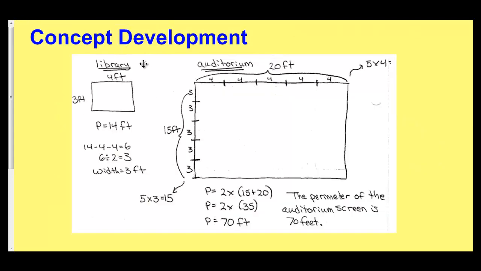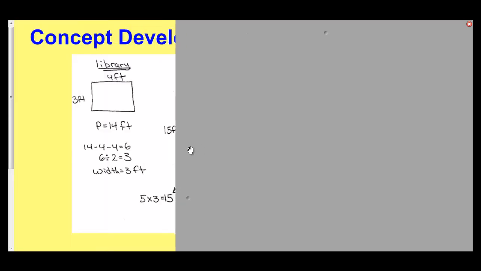So if you'll notice, the first thing I did here was I drew the screen in the library and I said that the perimeter was 14 feet. I knew that one side was 4 feet. So if I take the 14 and I subtract 4 feet and 4 feet, that leaves me 6 feet. But I know that this can't be 6 and this can't be 6. They're 6 together. So when I divide that in half, I get 3. So the width is 3 feet.